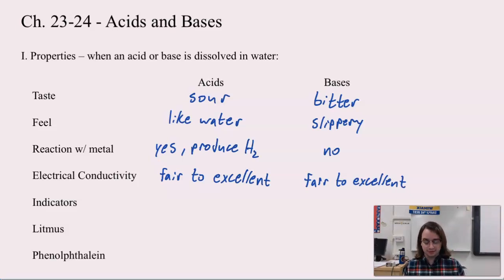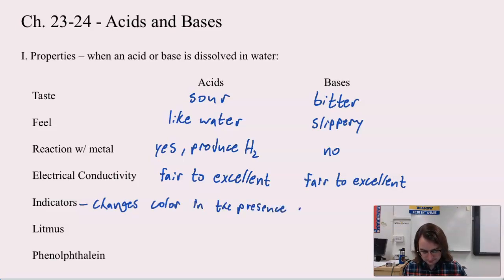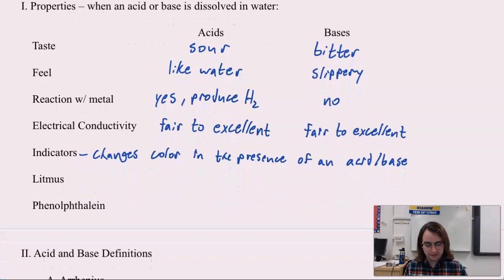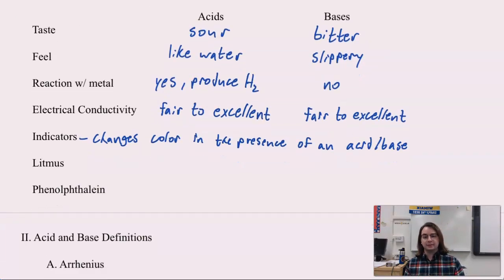So let's talk about indicators a little bit. An indicator, just as a definition, is something that changes color in the presence of a base or an acid. So I'm going to write that here. Changes color in the presence of an acid or base. So these are things that we sometimes use to determine whether or not our solution has an acid or base in it, because the indicator will change color. You might have heard about litmus paper or pH paper. Acids will turn litmus paper red, whereas bases will turn litmus paper blue.